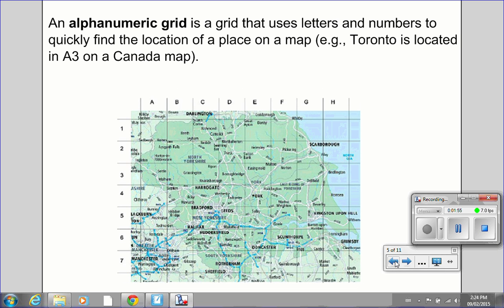Sorry, let's just skip back. An alphanumeric grid is a grid that uses letters and numbers to quickly find the location of a place on the map. So for example, Toronto is located in A3 on a Canada map. And just looking here, this is a completely different map which I'm using here. So I'm not even referencing Toronto or Canada here, but an alphanumeric grid is a very useful part of all maps to help you zero in on a particular part of the map.